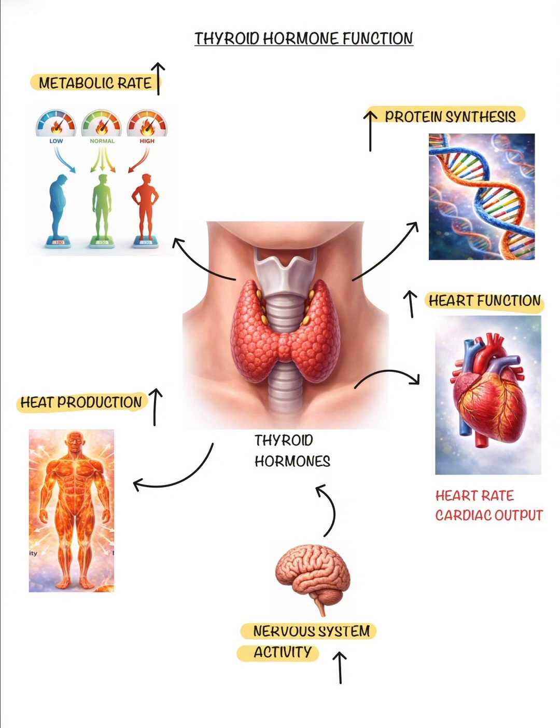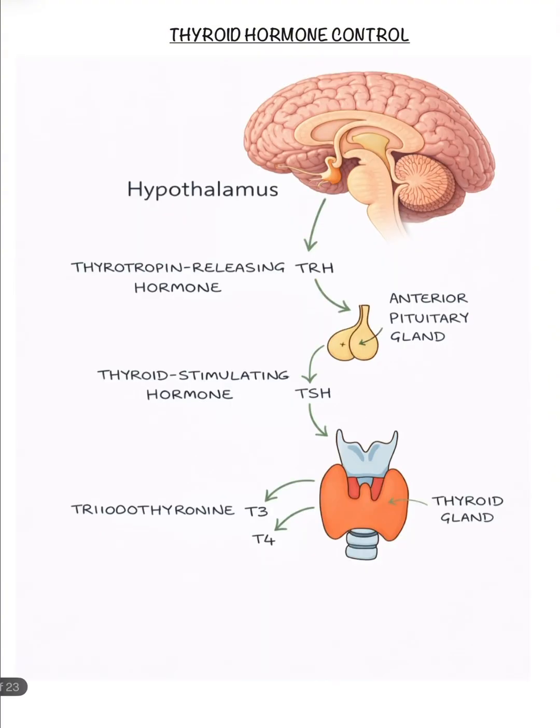Thyroid hormones have widespread effects on the body. They increase the metabolic rate, meaning the body uses more energy. They stimulate protein synthesis, which supports growth and repair. They increase heart rate and cardiac output. They also enhance nervous system activity and increase heat production. So overall, they essentially speed up body processes.